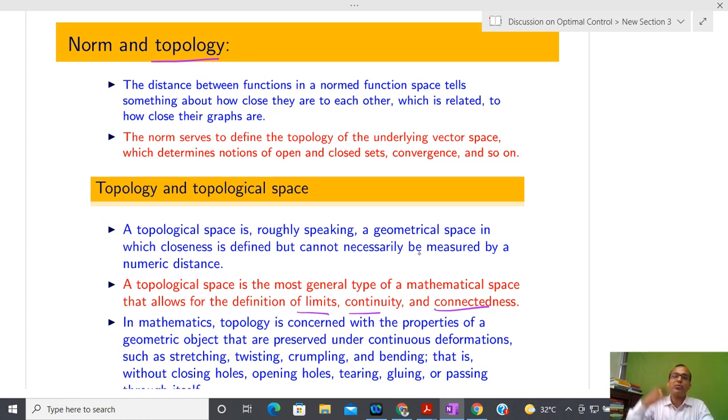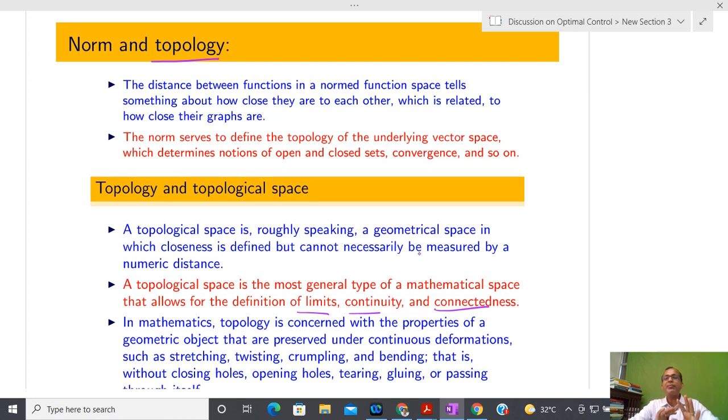If we are not interested in some kind of numerical value, at that time we concentrate on the topological space. There we are just defining the point and neighborhood, and after that we play with open sets and closed sets, and then we define everything. In this way, norm and topology are related.